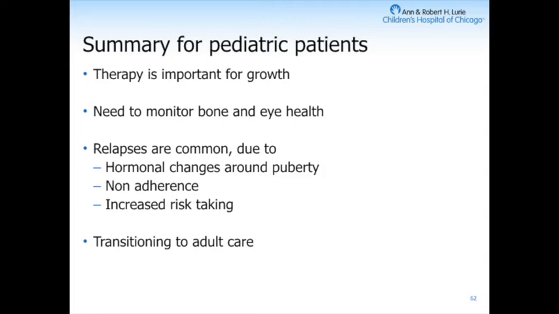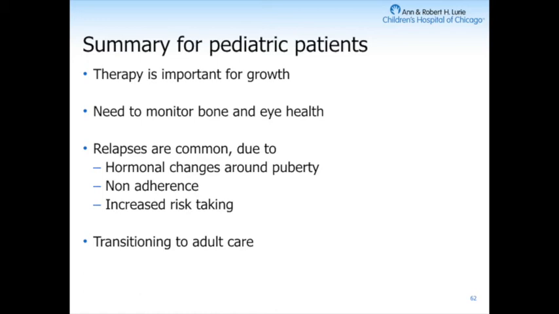We need to monitor bone and eye health. These kids are on these medications for, not 20 or 30 years, but maybe 60 or 70 years. And these drugs may not have been around for that long for us to know what's going to happen, so they need close monitoring. Relapses are common, maybe due to hormonal changes around puberty, maybe due to non-adherence, maybe due to increased risk-taking behaviors. Maybe they won't want to take their medications, or they're experimenting with other drugs.